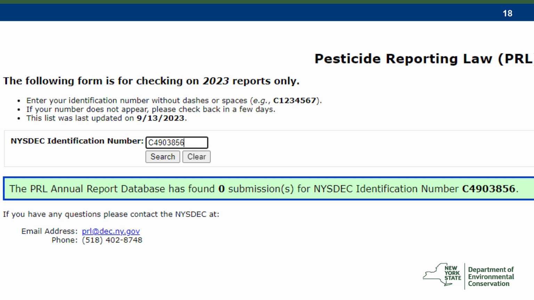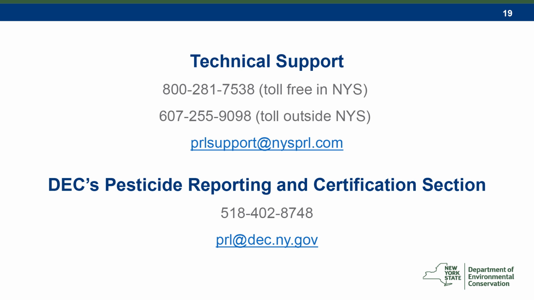This tool only works for the current reporting year, so if you submit a late report for a prior reporting year, you will have to call or email PRL staff to check the status of your report. For any questions regarding report statuses, form types, and reporting violations, please contact DEC's Pesticide Reporting and Certification section. For any questions regarding Option D or O download or formatting problems, please contact technical support.